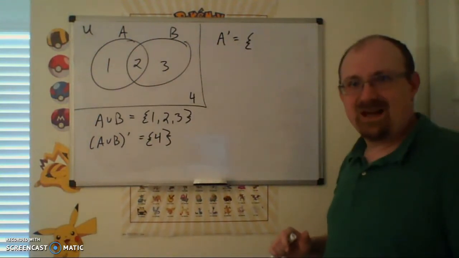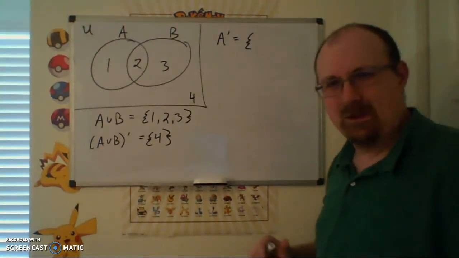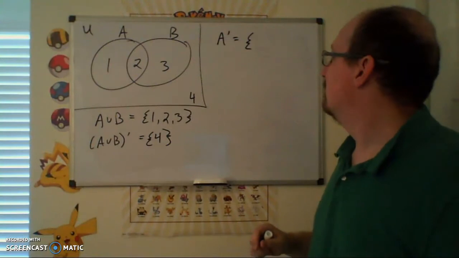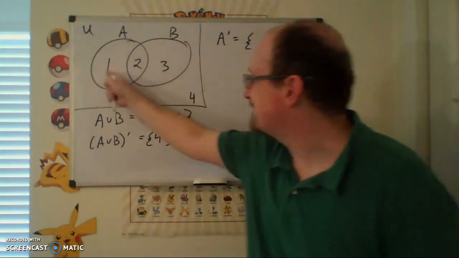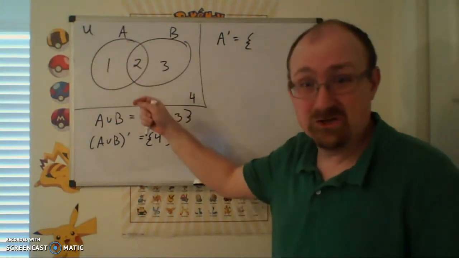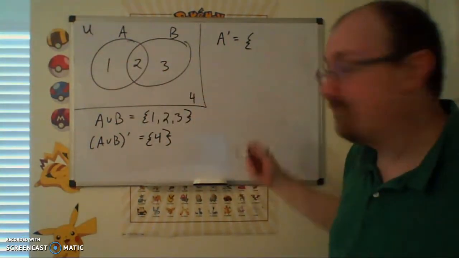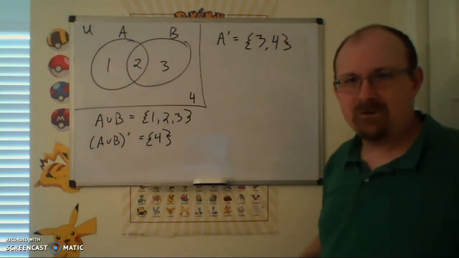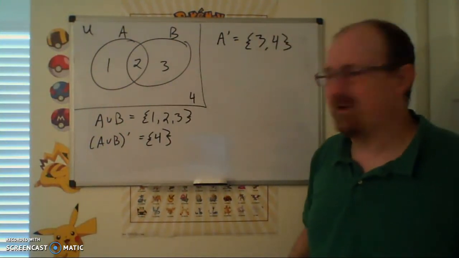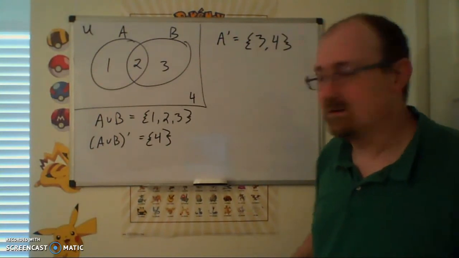All right, let's go on the other hand. The other side said A complement intersected with B complement, right? Well, the complement of A is everything that's not in A. So what's outside the A circle? Well, 1 and 2 are inside, so that means 3 and 4 are outside. So those are some of the best curly braces I've done in a long time. I'm on point.